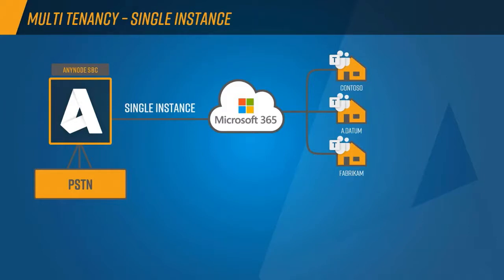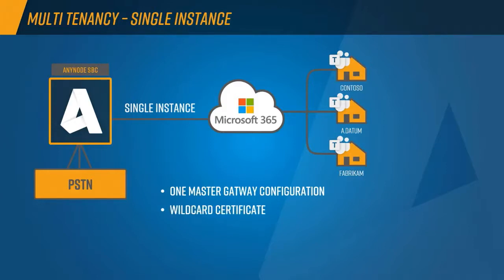Now we see the multi-tenancy model with the so-called derived or carrier trunk. So there's a single gateway configuration between the SBC and the direct routing connection in the Microsoft 365 cloud. After the initial configuration of a master gateway, you need a wildcard certificate, so it's easy and fast to onboard new tenants. In comparison to the other model, where you need a single certificate for each single tenant, here you just need one wildcard certificate.